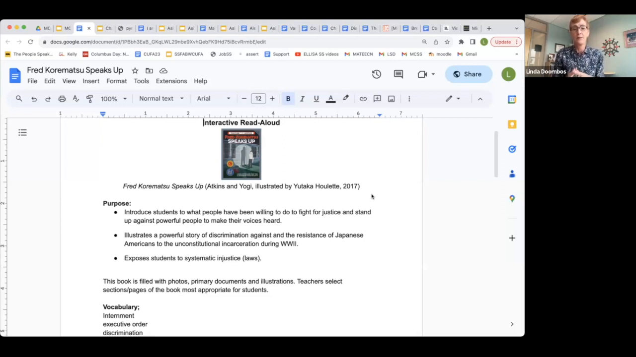He was caught and forced to, but then he later brought it to court. He did lose that court battle, but it just is a great story of discrimination, but yet the resistance of Japanese Americans to the unconstitutional incarceration during World War II. And it tells his story in a very powerful way.